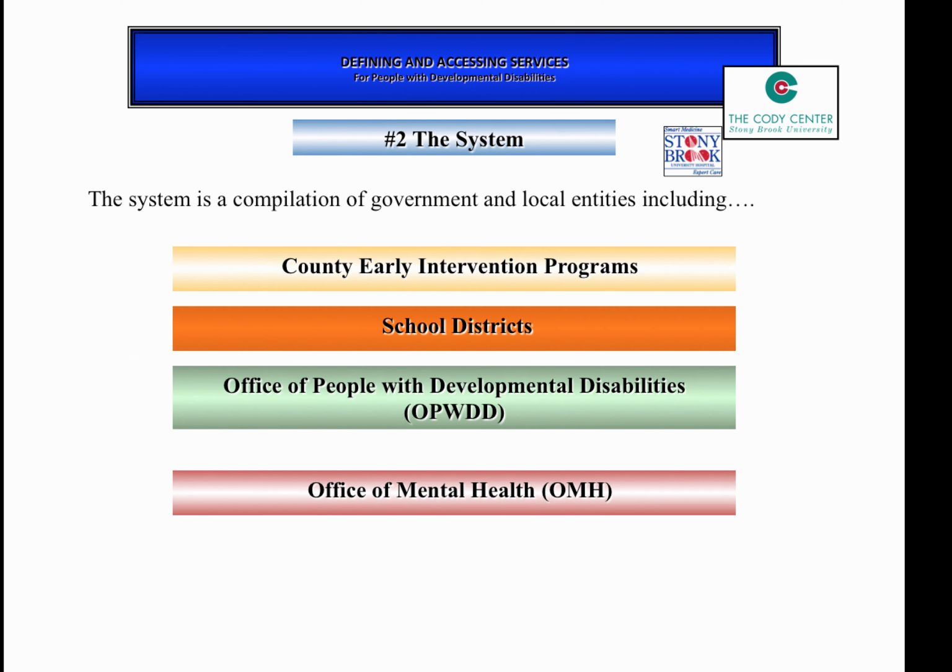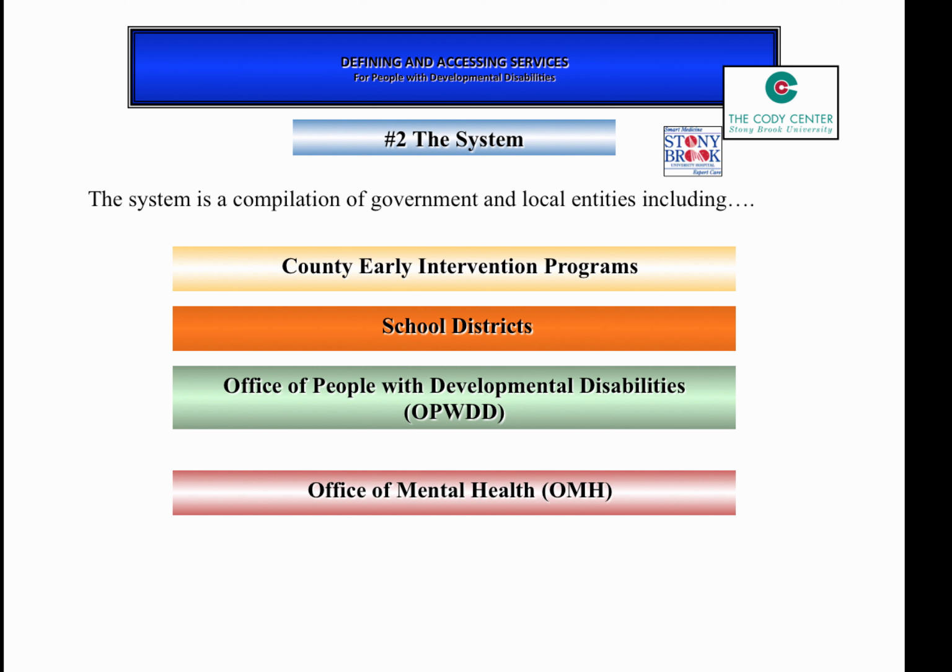So we've talked about the history, we've talked about the specific laws, IDEA for children ages 3 to 21, and also our Developmental Disabilities Bill of Rights law that talks about the right to access to services. Now we have to talk about where those laws are situated in the system that provides the services. The system is a compilation of government and local entities, and that includes county early intervention programs.